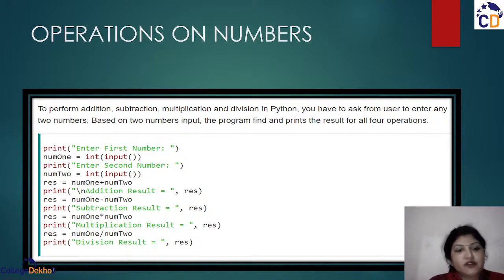Then afterwards we take the multiplication of two numbers and store the product in the res variable only. I told you in the previous classes also, a single asterisk is used for multiplication and a double asterisk is used for power. Then we take the division of two numbers, store the result, and print it on the screen. So this is how we perform different operations on two numbers.